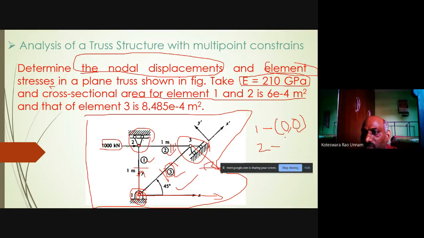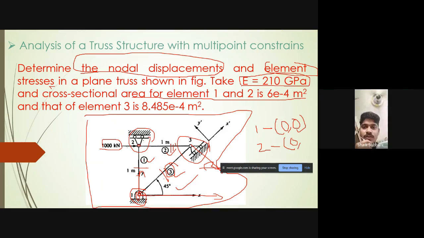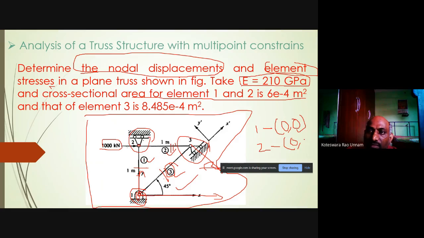Similarly, what is the x coordinate for node 2? Here, this is 0. X is 0. What is the y coordinate? From this point to this point, what is the vertical distance? It is given as 1 meter. So I'll take it as 0, 1. Then what are the coordinates for the third node? The third node is here. What is the x distance from this point to this point? What is the horizontal distance?